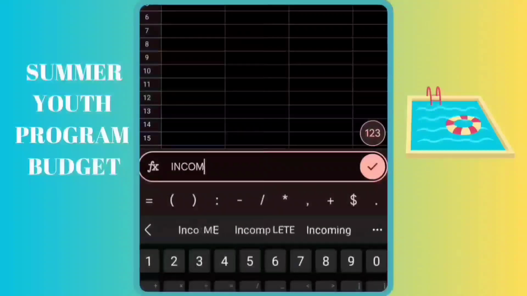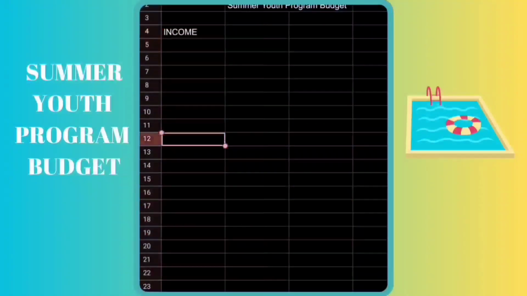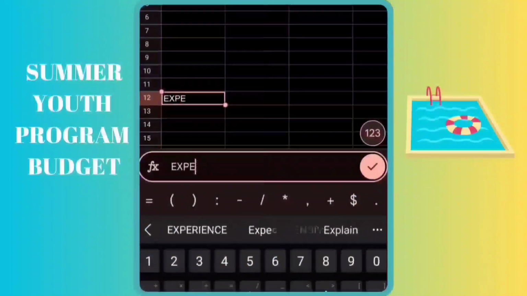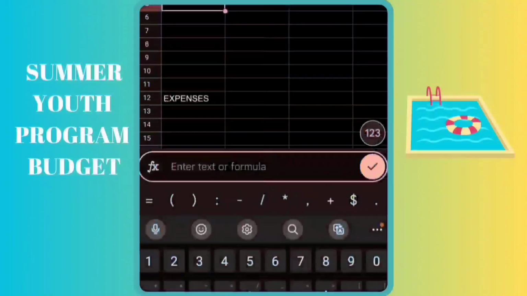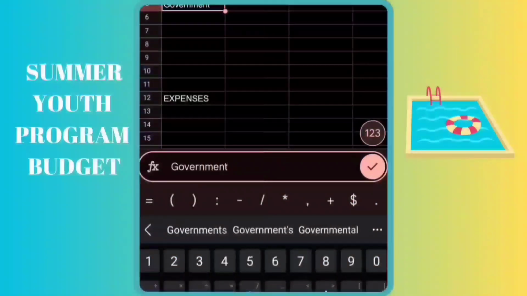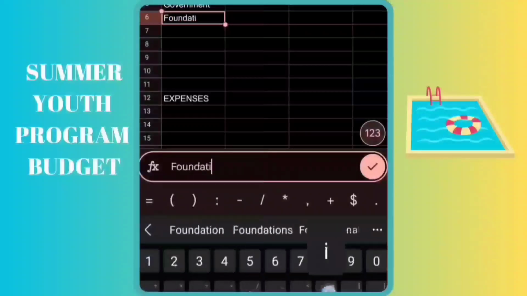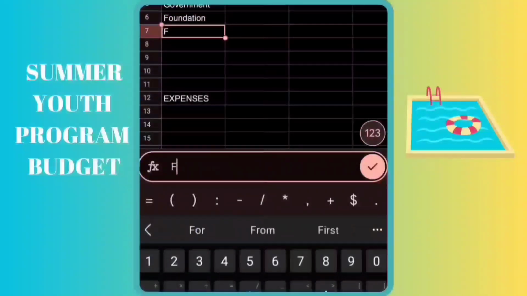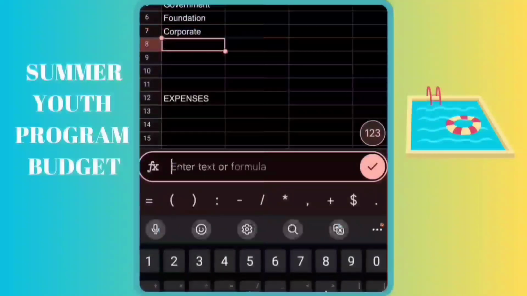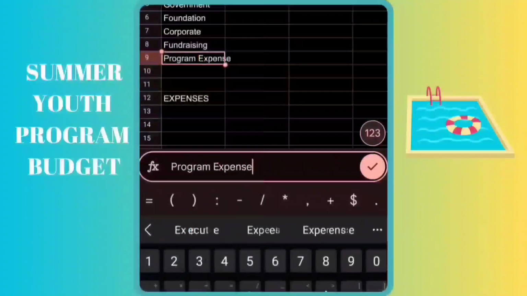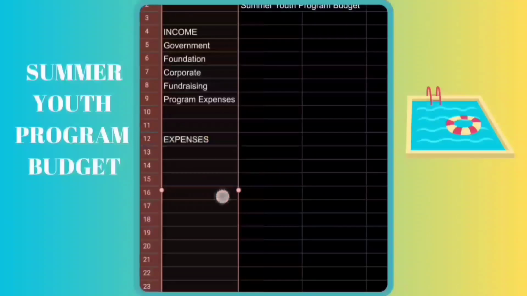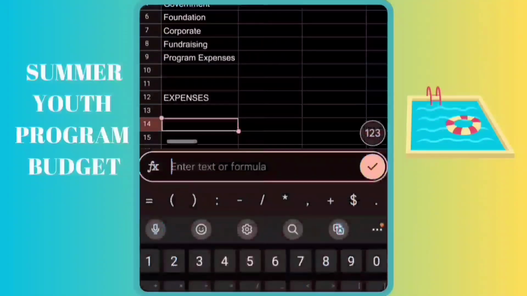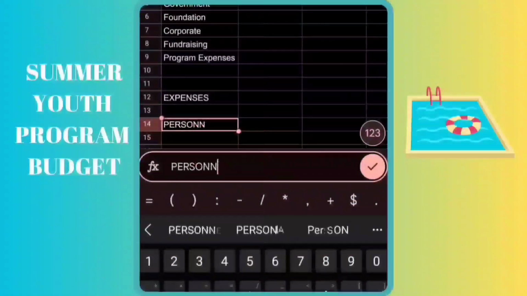So we're diving right in to create a summer youth program budget. I'm going to start from scratch and show you basic income and expense categories. We're going to be going into the expenses first, but here are some common income categories such as foundations, corporations, fundraising, government grants, program expenses. We're also going to be looking at some formulas.